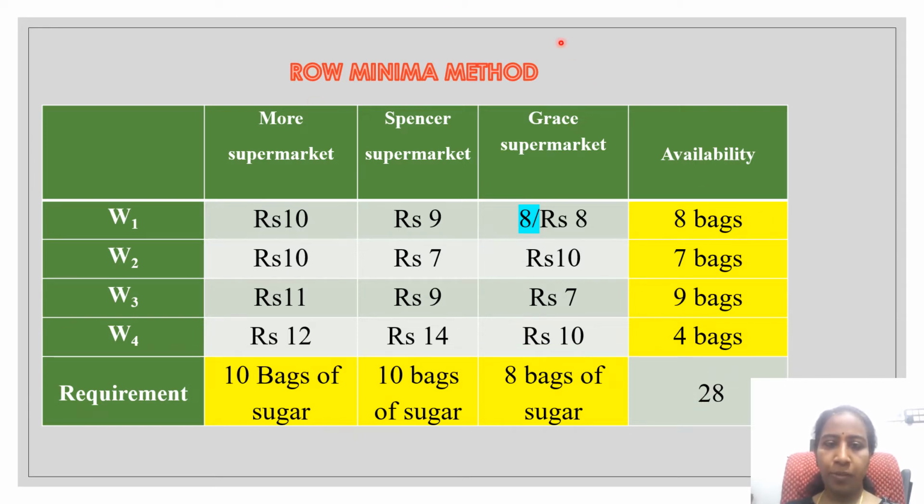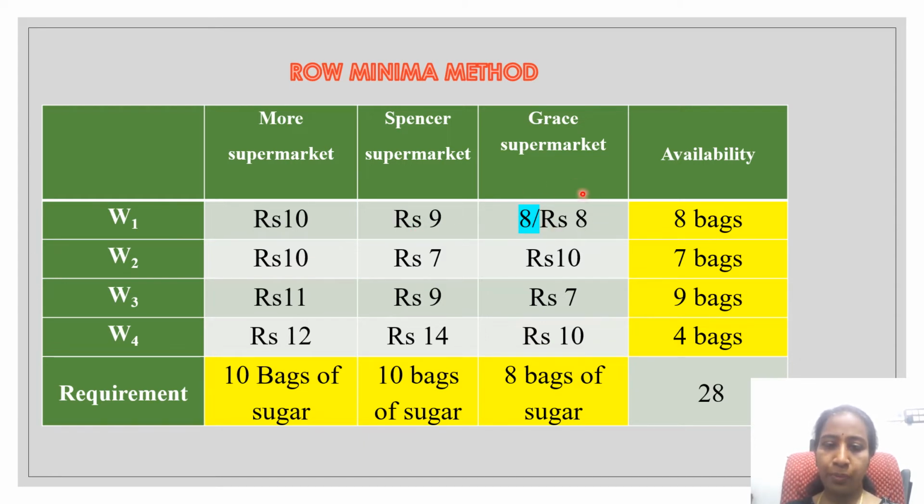Now this is a row minima method, and so whenever you make an allocation, you must keep in mind what method we are using. So I choose the first row. In the first row, the minimum cost is 8 rupees. So it is given as 10, 9 and 8. The minimum cost is rupees 8.